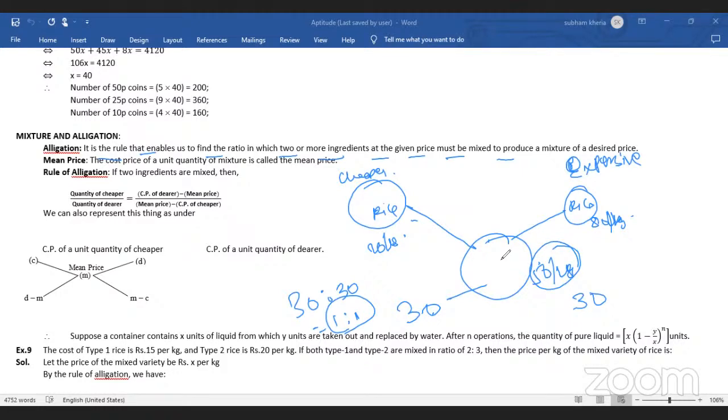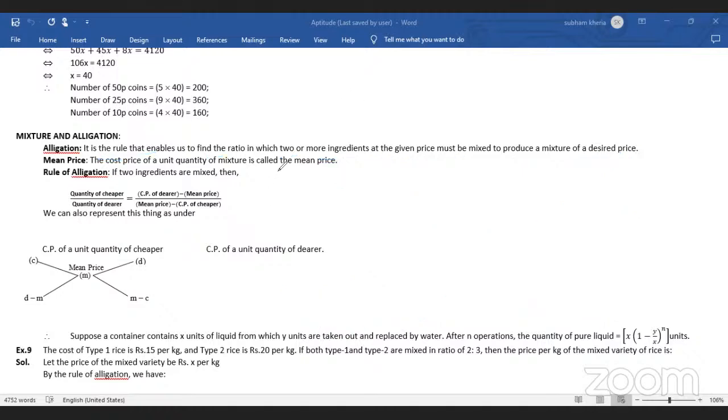Is it clear? Allegation? Tell me, clear or not clear? Clear, sir. Now let's take another example.